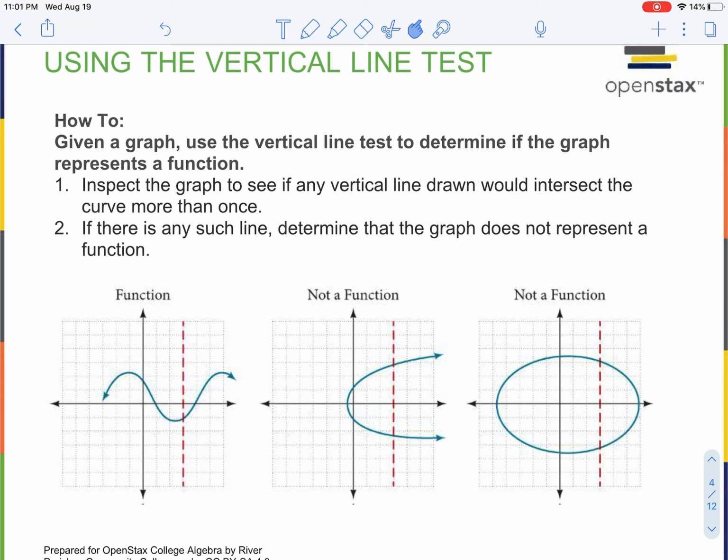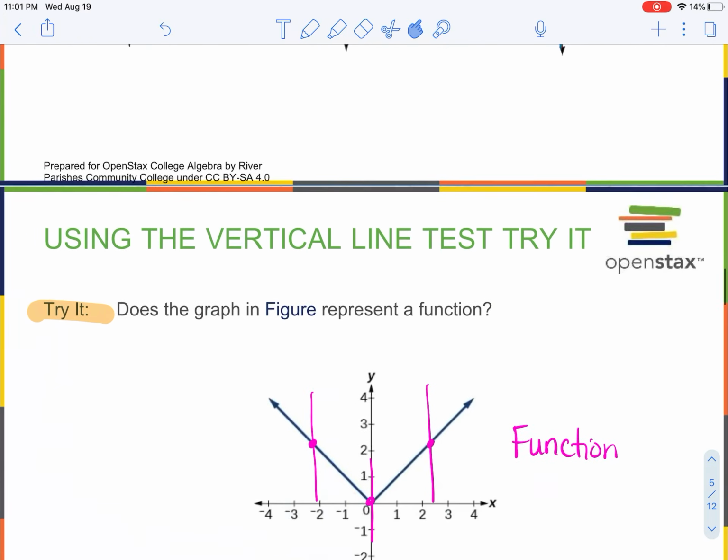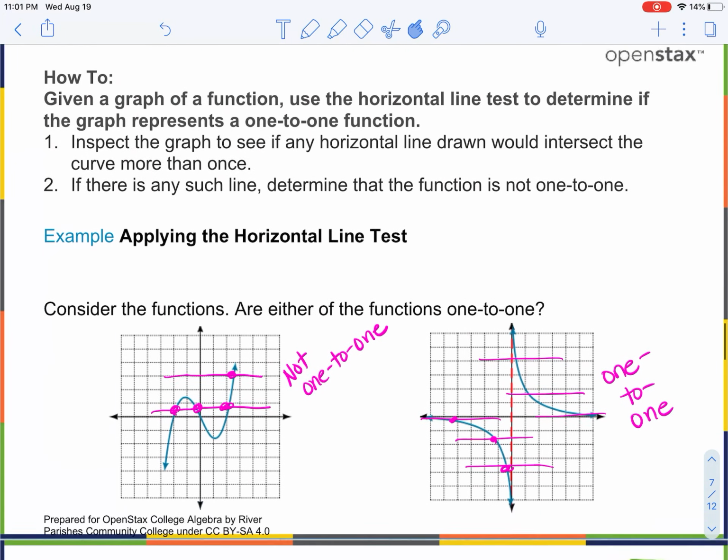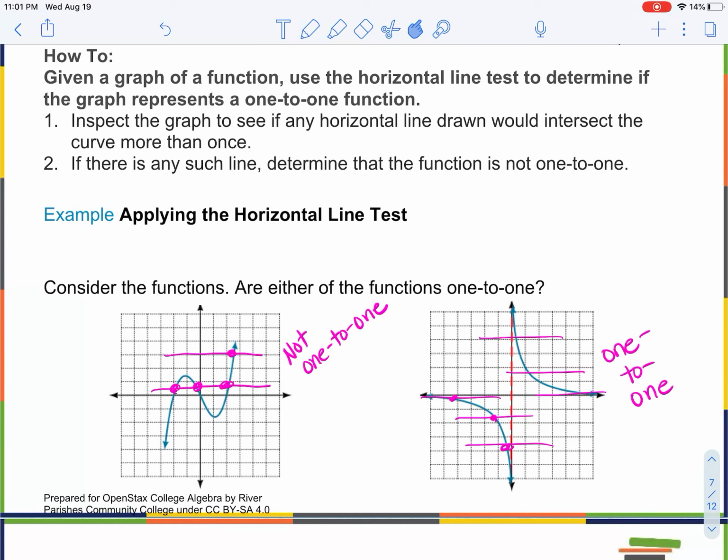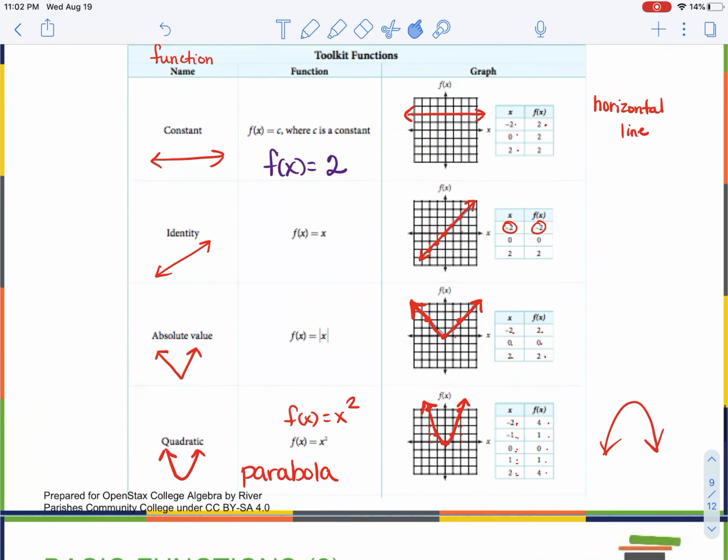And then we use the vertical line test. If we draw a vertical line anywhere through a graph, and if it crosses the graph more than once, then it's not a function. And same thing with the horizontal line test. The horizontal line test can tell us if something is not a one-to-one function. So if you draw a horizontal line anywhere through a function and it crosses that function in more than one spot, then it's not one-to-one.